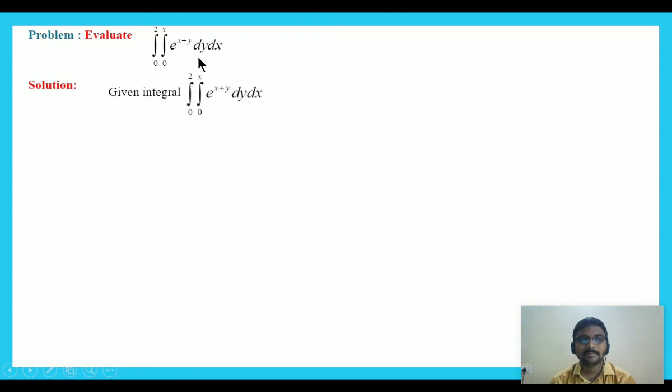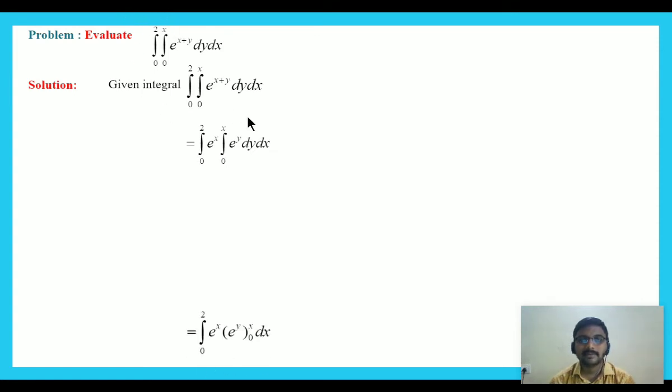Solution. Given integral, while integrating with respect to y, we have to keep x as constant. E power x is a constant. E power y integration is as it is, e power y. While applying with respect to y, first we have to resolve e power x plus y as e power x into e power y, because a power m plus n is a power m into a power n. E power x plus y is e power x into e power y. E power x is constant, and then the integration of e power y is e power y.